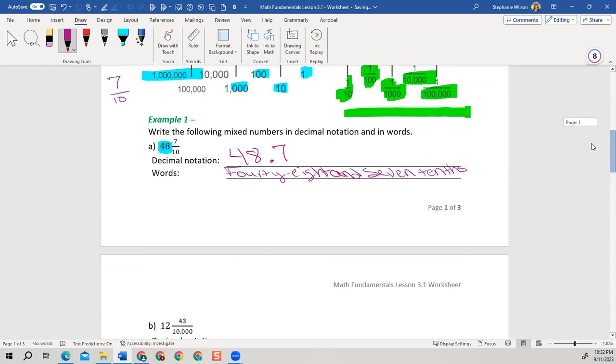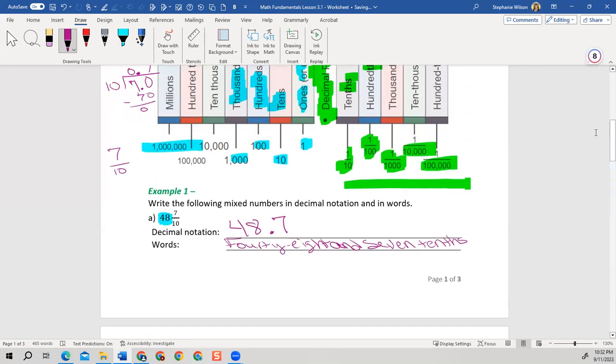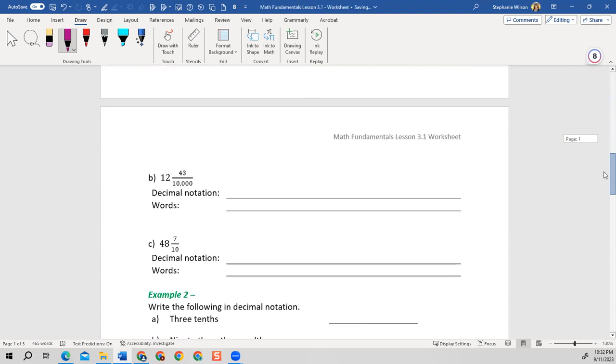And if you need to, look at B. B is written as 43 over 10,000, so you see it right here. Let's go ahead and do B just in case. So the whole number is 12. Now I need to figure out what the decimal is. Remember, the numerator goes on the inside, the denominator goes on the outside. You ask yourself, how many times will 10,000 go into 43? Well, 0 times. So let's tack on a 0 and a decimal.